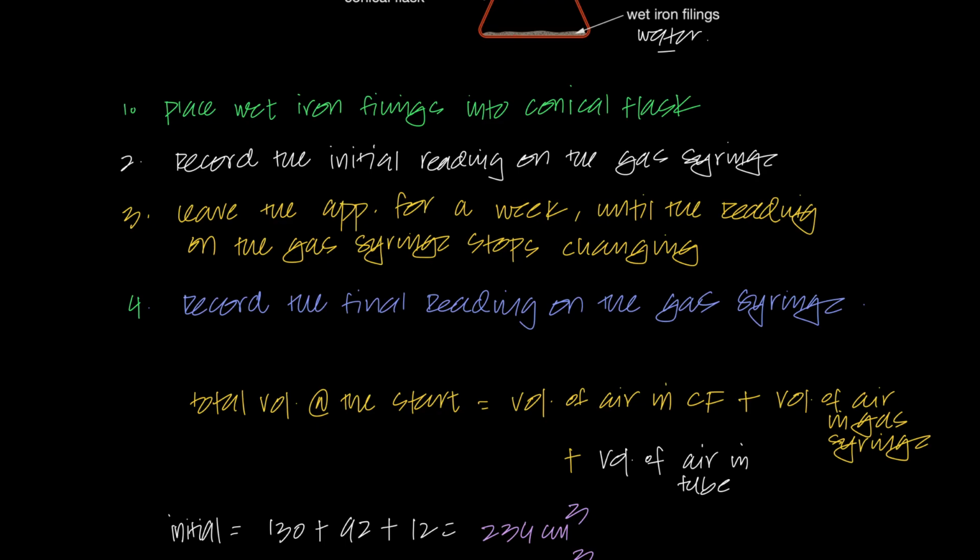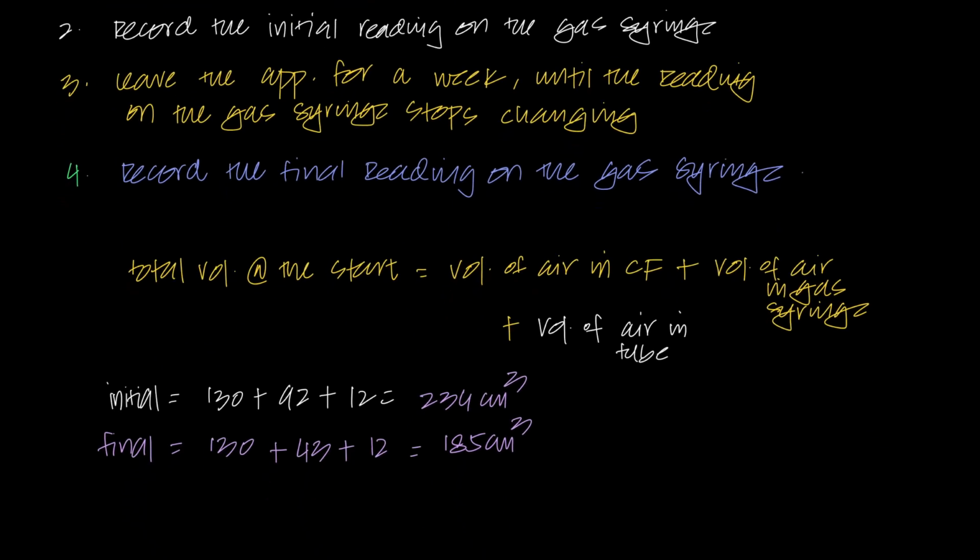And what you need to understand here is that when you take the initial volume of the conical flask, that's 130, and then the air inside the gas syringe, that's about 92. I've measured it. And this 12 cm cube of air inside the connecting tube or the delivery tube, I've also measured this by putting water inside and just measuring the volume. But what you'll realize is that this will remain the same.